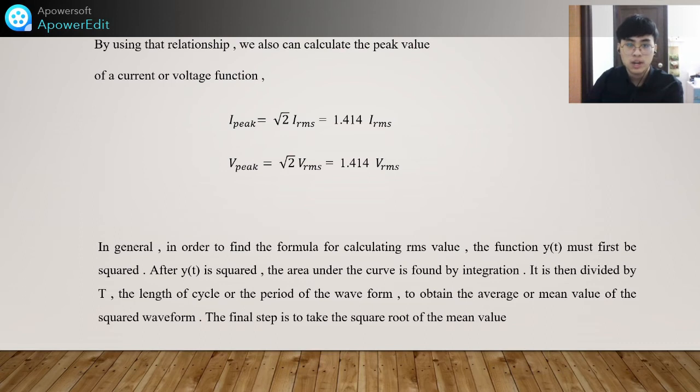In general, in order to find the formula for calculating the RMS value, the function y must first be squared. After function y is squared, the area under the curve is found by integration. It is then divided by T, the length of the cycle or the period of the waveform, to obtain the average or mean value of the squared waveform. The final step is to take the square root of the mean value.